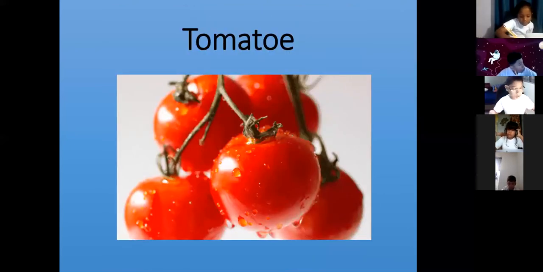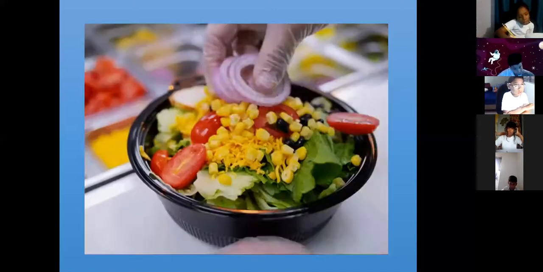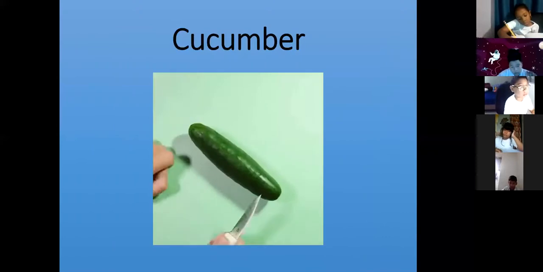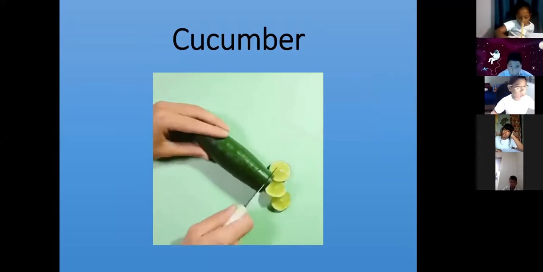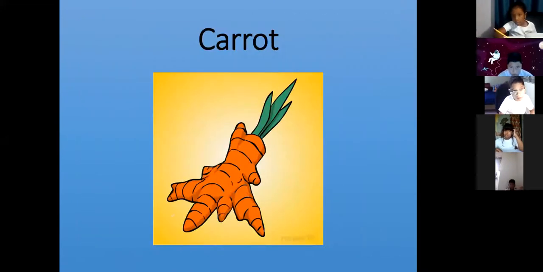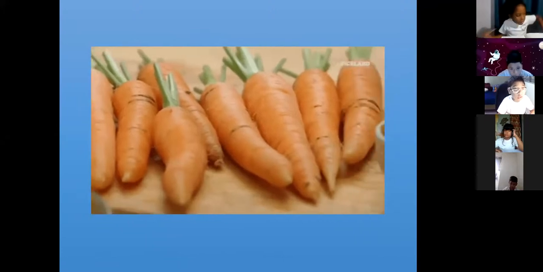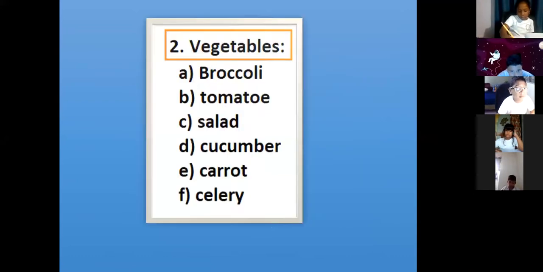Tomato. Tomatoes, delicious. Salad. It has broccoli. I don't eat that. Next, cucumber. This is a cucumber. It's not a lemon. ¿Cómo con pepino sale limón? It's incredible. Next, carrot. Mr. Carrot. I love carrot. Celery. Vegetable is the second group: broccoli, tomato, salad, cucumber, carrot, and celery.